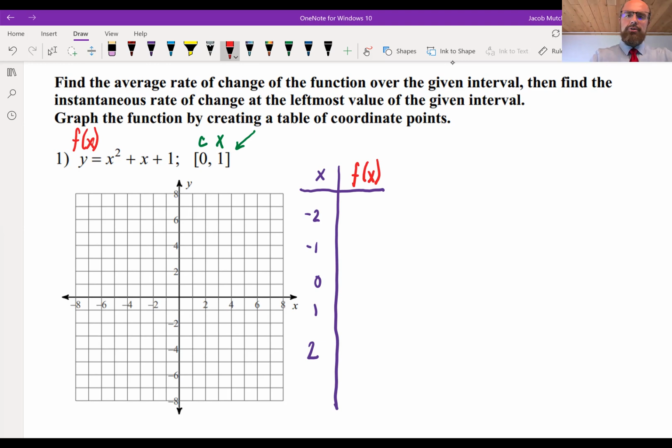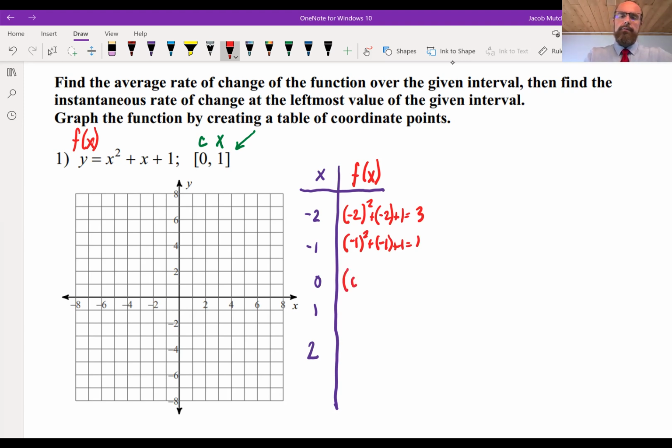So I'm going to just substitute my values in there. So that's going to be -2 squared plus -2 plus 1. So simplifying that, -2 squared is +4, minus 2 is 2, plus 1 is 3. Let's calculate it. -1: -1 squared plus -1 plus 1. So -1 squared is +1, minus 1 is 0, plus 1 is 1.